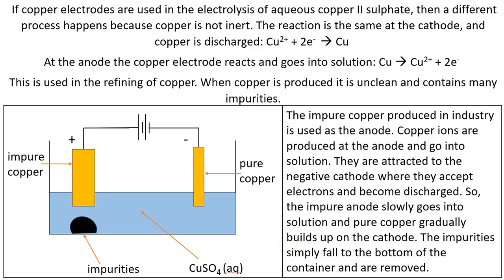My electrolyte in this case is aqueous copper(II) sulfate. Ions from the aqueous copper(II) sulfate become discharged at the negative cathode, but they are replaced by electrons produced at the positive anode. Impurities simply fall to the bottom of the container and are removed.